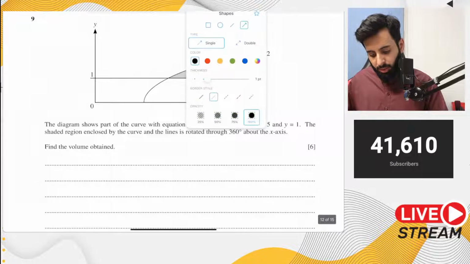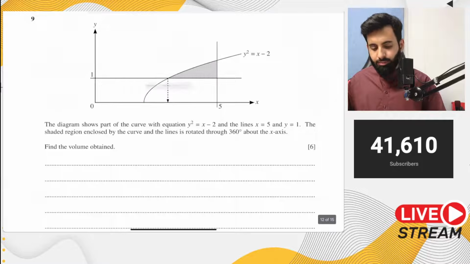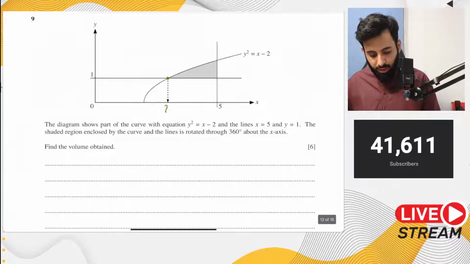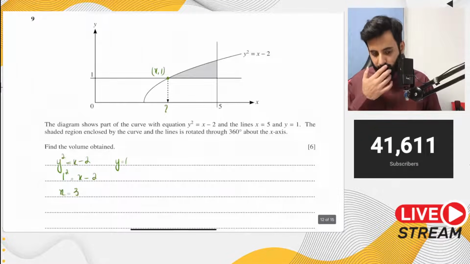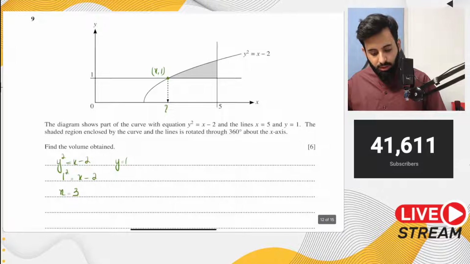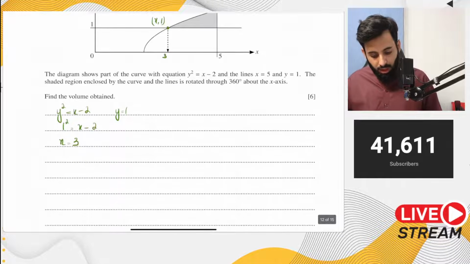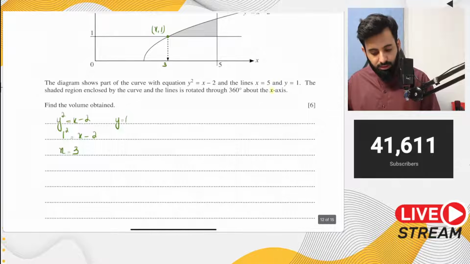Now before you can find the volume obtained, obviously you need to find the limits. How do we find this out? This is a point of intersection of the line and the curve. We don't know what the x coordinate is, but the y coordinate for sure is going to be equal to 1. So in the equation y square equals x minus 2, all you have to do is plug in y equals 1. So 1 square, which is 1, equals x minus 2. Solving for x, x equals 1 plus 2, which is 3.